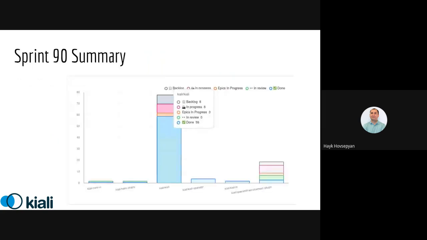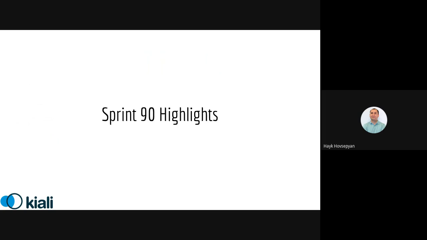So let's go on. During this Sprint 90, we have worked mostly on the Kiali core repository as well as on the OpenShift Service Mesh plugin repository. Several tasks have been done, and there are some tasks which are in backlog and in progress, especially epics, which will be transferred to the next sprint.